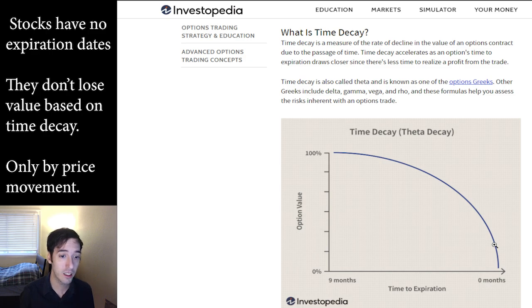A stock, you can hold forever. You can hold for 100 years, 200 years. You don't lose anything. You don't get punished. The only thing you lose is the fluctuation, and you only really lose when you sell. So the difference between a stock and an options contract is that there's an expiration date, and based on the amount of time that passes, you lose money and you lose value of that contract.